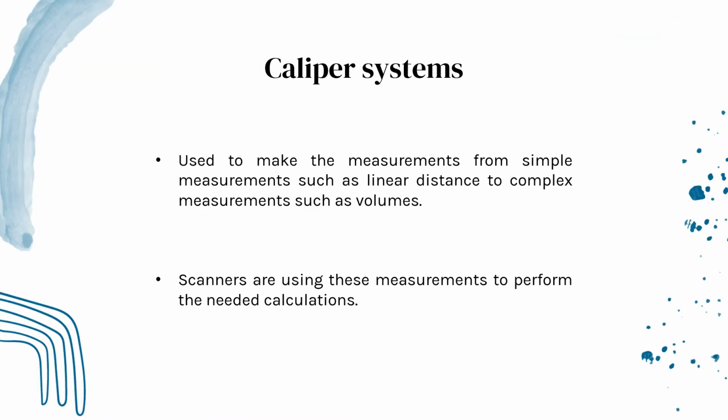Caliper systems. The caliper systems are used to make measurements, from simple measurements such as linear distances to complex measurements such as volumes. Scanners use these measurements to perform the needed calculations for B-Mode.